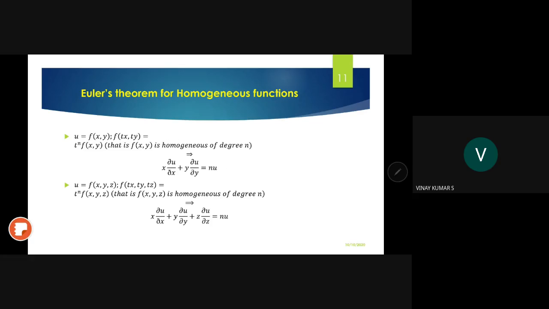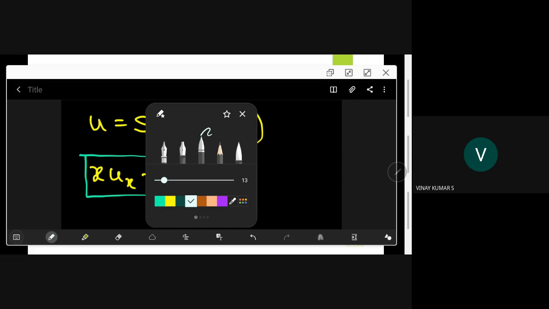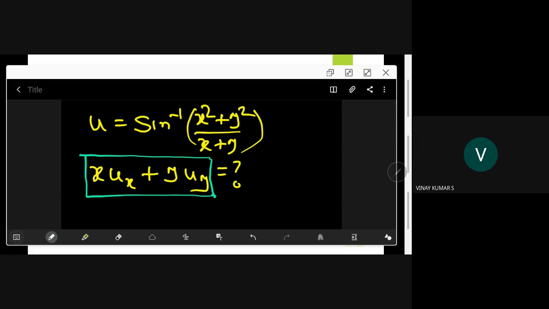Right, this is the one. So we need to think about homogeneity. Here, one can see there is some difficulty here. You need not calculate any partial derivatives here. See, first I need to check whether this u is a homogeneous function.